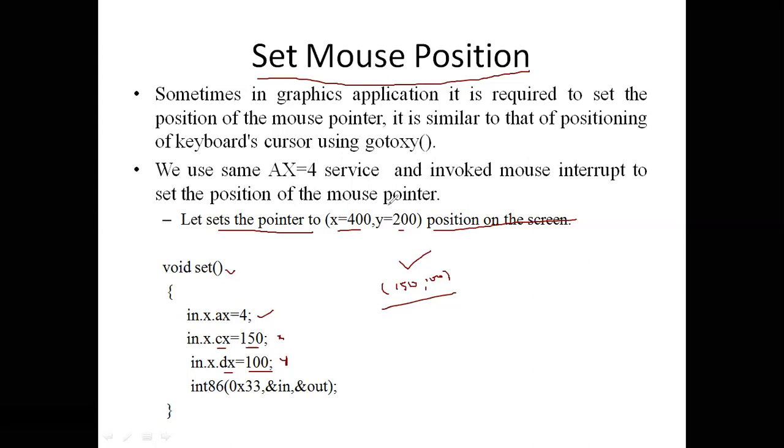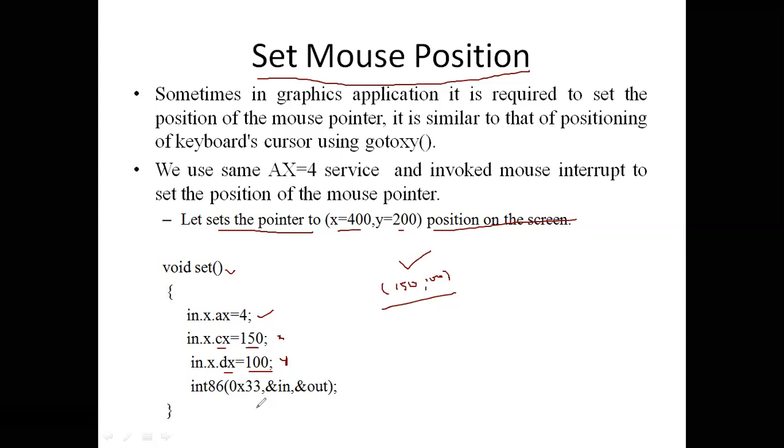So this was all about the theoretical part of mouse handling. In this lecture I have covered two services, AX equal to 3 and AX equal to 4. AX equal to 3 is for finding out the status of the button pressed and the location where the button has been pressed. Another service, AX equal to 4, lets us set the mouse position at a specified location.